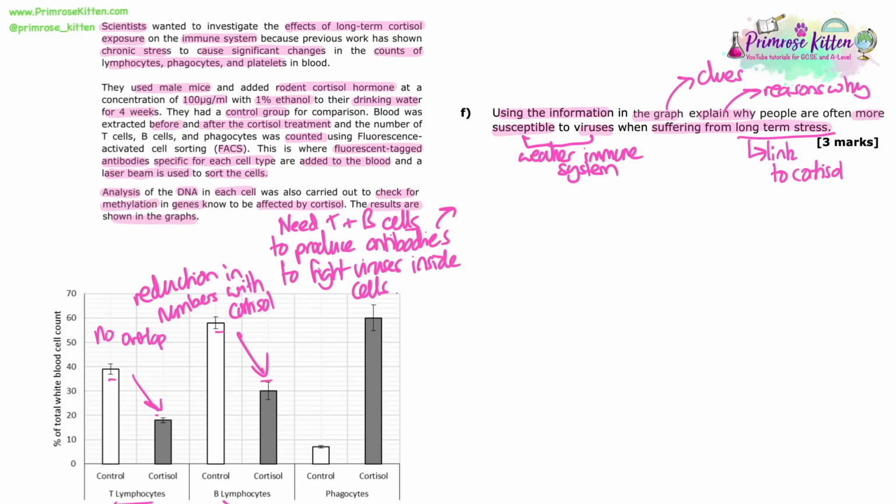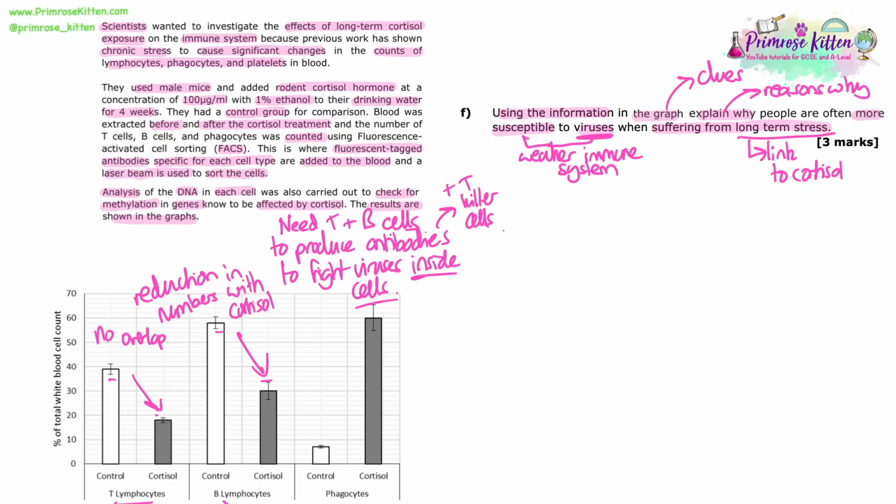How can we link that to needing to be able to destroy or get rid of a virus? Well, you need your T and B cells to produce antibodies. You need the T cells to activate the B cells, then the B cells to divide in order to produce plasma cells to make the antibodies. And that's how we fight viruses that are inside cells.